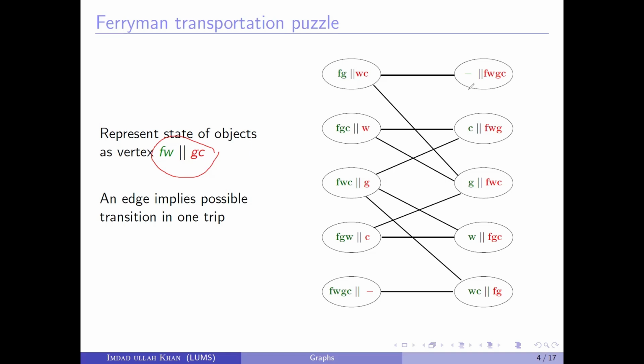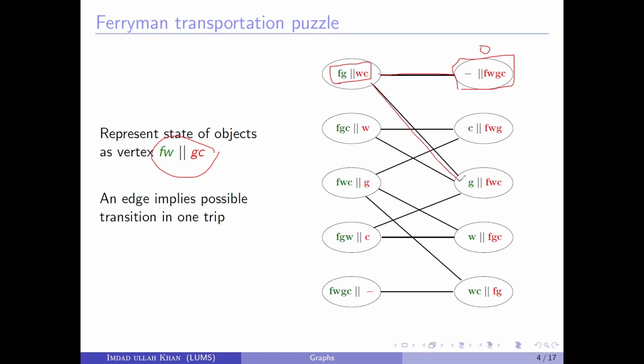So our start point is this vertex, where we have all those four objects: ferryman, wolf, goat, and cabbage on one side of the river. The other side is empty. One possibility is that from this vertex, or state zero, we take this edge and move to a state where the ferryman and goat are on one side, and the wolf and cabbage are on the other side. And from there, we have different possibilities.